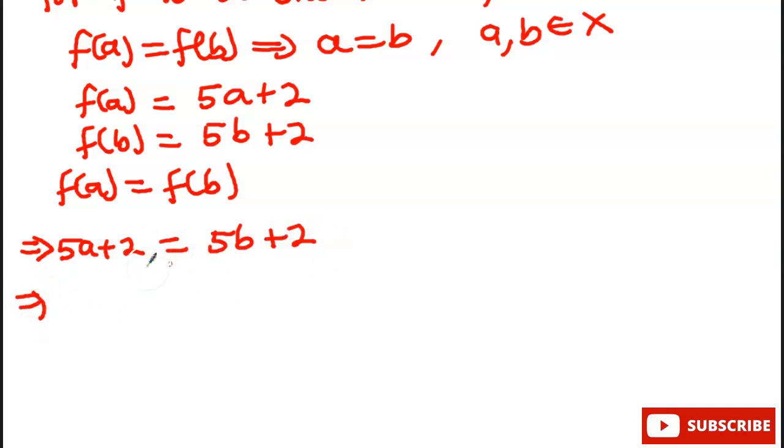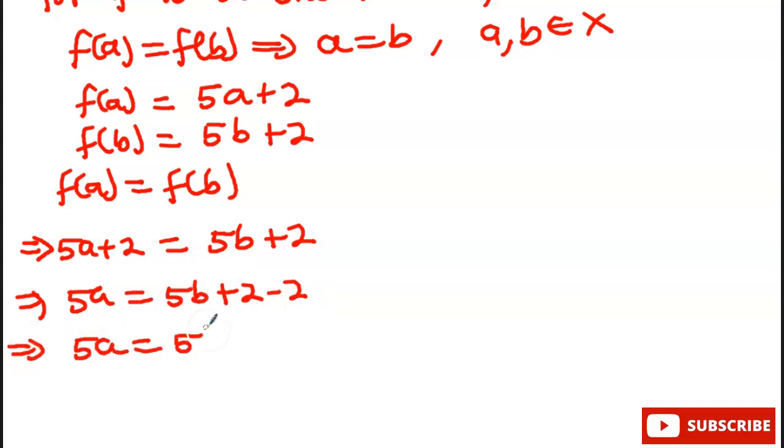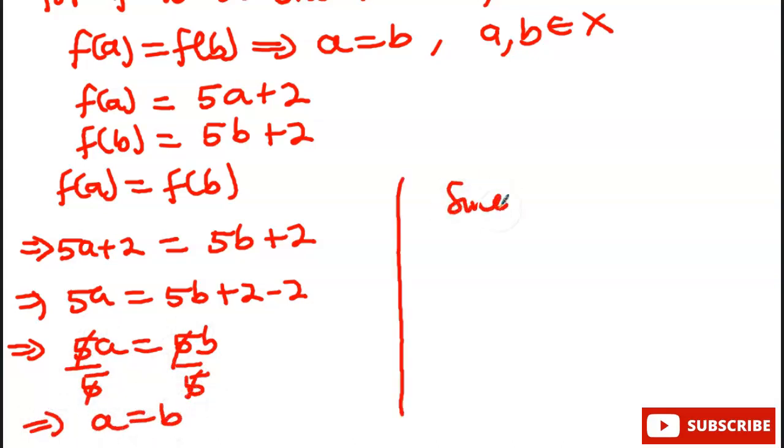So 2 here, 2 here, I'll take it to this side. So we are having 2 minus 2, so 5a is equal to 5b plus 2 minus 2, and this will go to 0. So we are having 5a is equal to 5b. Let's divide both sides by 5. Over 5 here, over 5 there. So this will cancel. So we are getting a equal to b. Since a is equal to b, we conclude that f is one-to-one.